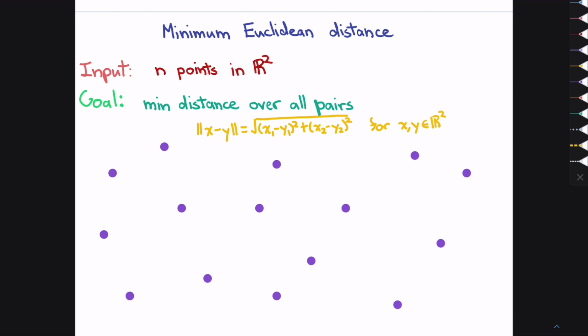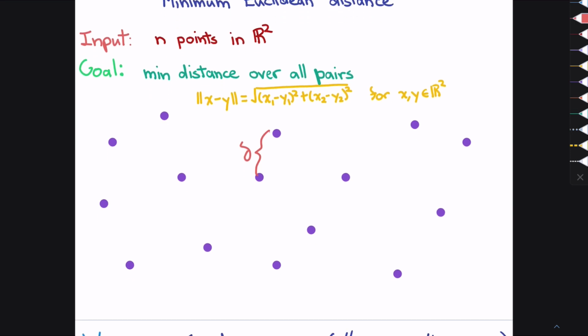One side plus the other side, the square root of the squares added up. Euclidean distance. So here's a bunch of purple points in the plane, and I want to find what are the two closest points. I'm not really sure what the two closest points are. Maybe these two? I don't know. And that's some distance delta. So I want to determine this distance delta or find this pair of points.